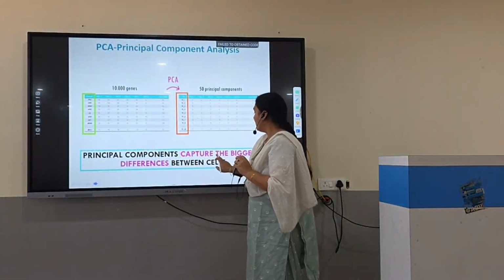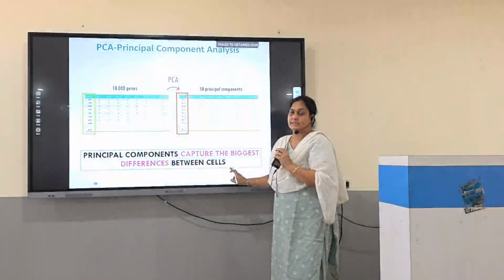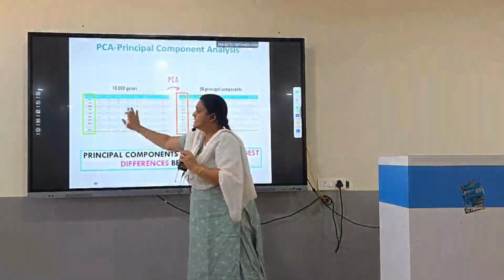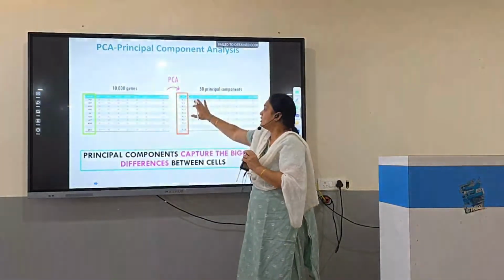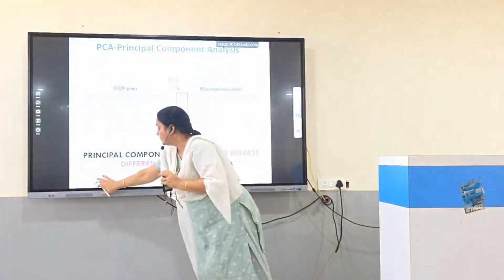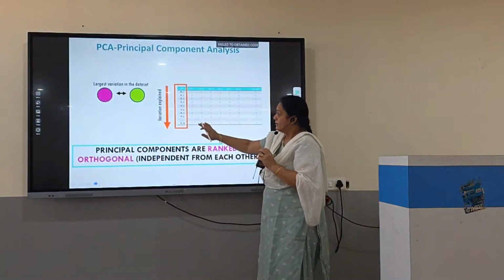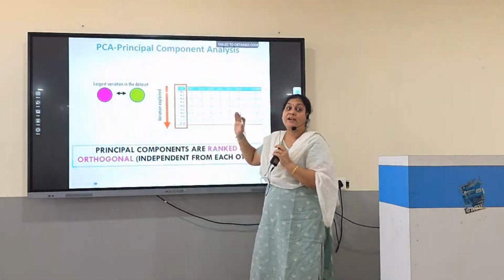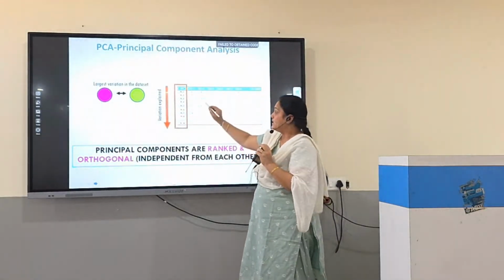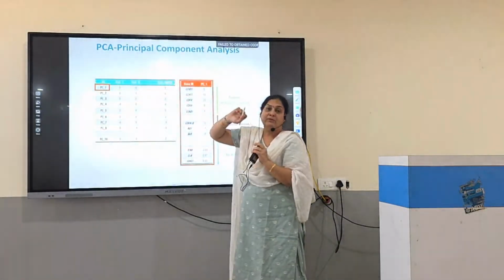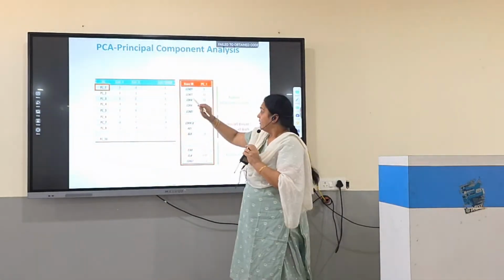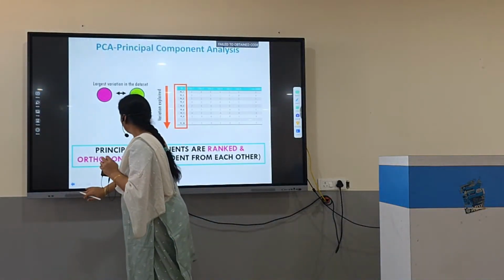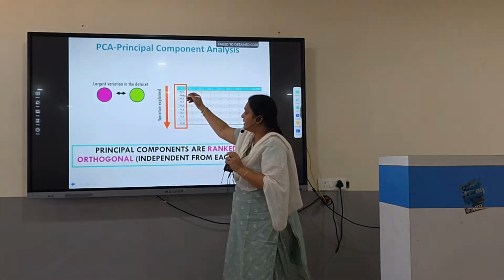So the principal components capture the biggest differences between the cells. These are your cells, these are your genes. Among this, whatever the biggest differences are, they are captured by the principal components. You see here the variation, that's what I was saying. Each PC captures a different type of information. And PC1 will capture the maximum amount of variation in the data. So PC1 captures the maximum variation.